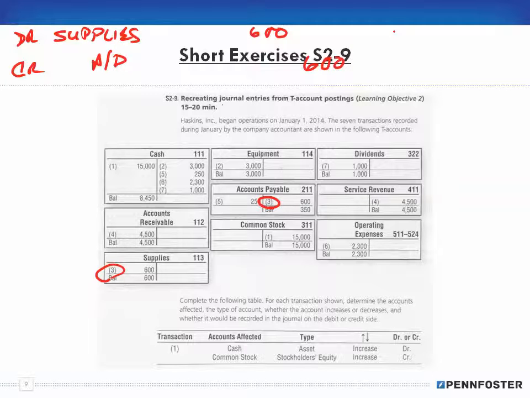And of course, supplies is an asset because we own it, and accounts payable is a liability because it's something we owe. And we're increasing our supplies, right? And we're also increasing our accounts payable, right? Why? Because before, we owed a certain amount, and now when we bought the supplies, now we owe $600 more. So that's an increase. And remember, for liabilities, we increase it on the credit side. Okay, so that's number 3.